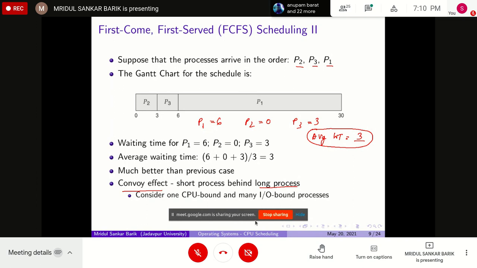Okay, so this is called convoy effect, which is seen in case of first come first serve scheduling, where we have a long process in front of all other shorter processes.